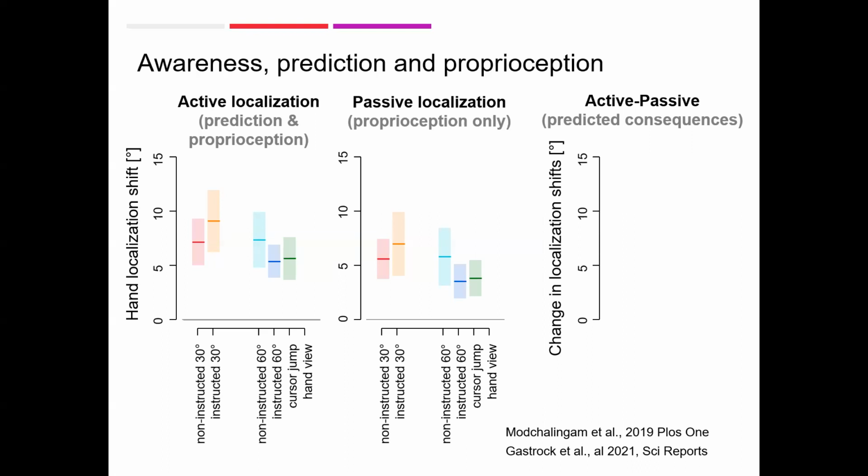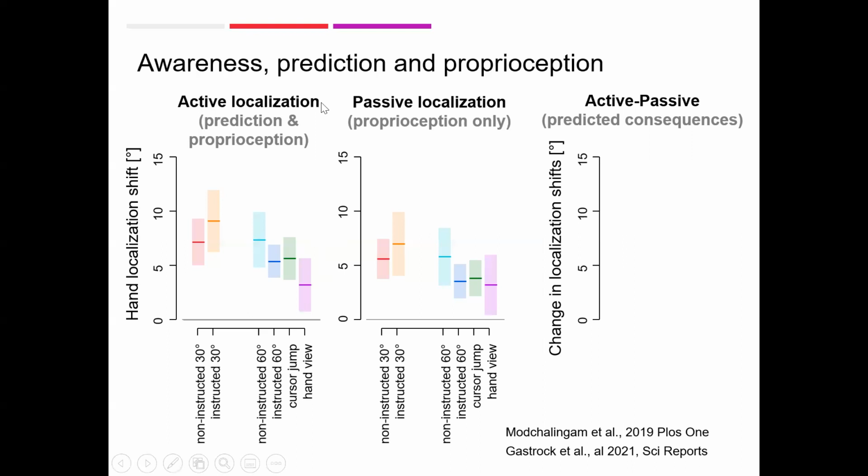So how about that last condition, the one where they actually see their hand at the same time as the cursor? So there's no ambiguity. It's clearly the cursor that's deviated and not deviated relative to the hand. And nonetheless, this group also misperceives their hand position, and by the same amount as the other conditions. It's again for a 30-degree rotation. Although the shift that they show in the active localization is actually not much larger.